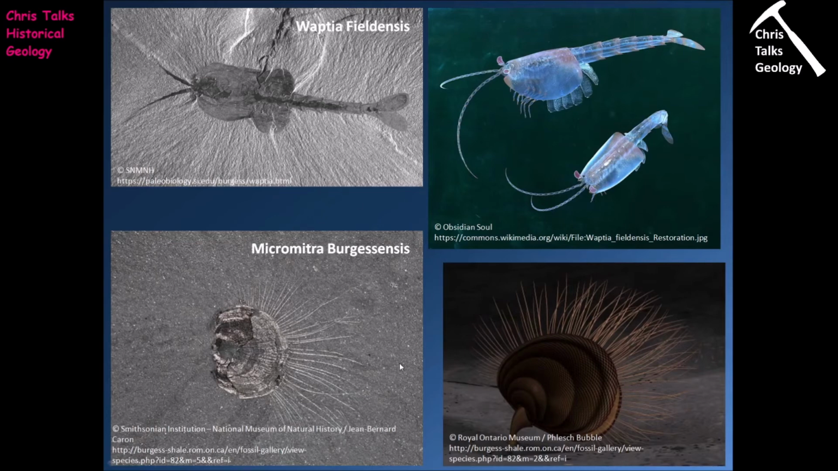And then we have a great example here of Micromitra burgessensis. Now, if you look here, it's actually a brachiopod. This artist's impression shows you it would have connected to the seafloor via a pedicle. And obviously then we have the two valves. Now, that's not really that spectacular. As we've discussed, there are lots of Cambrian brachiopods out there.